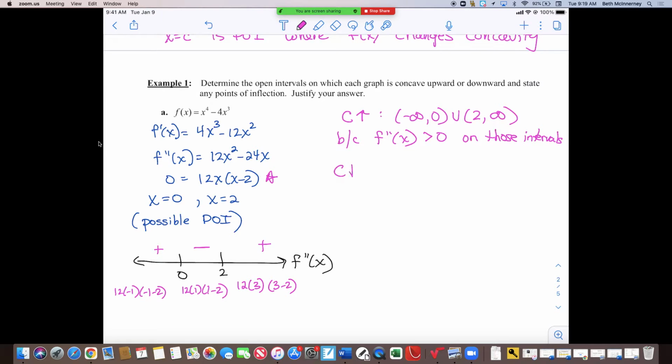I'm going to say concave down from 0 to 2 because f double prime of x is less than 0 on that interval.